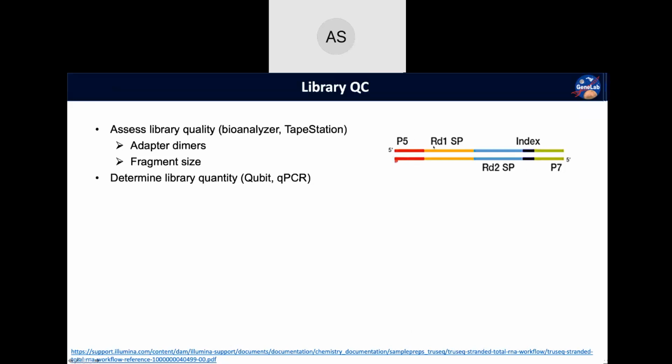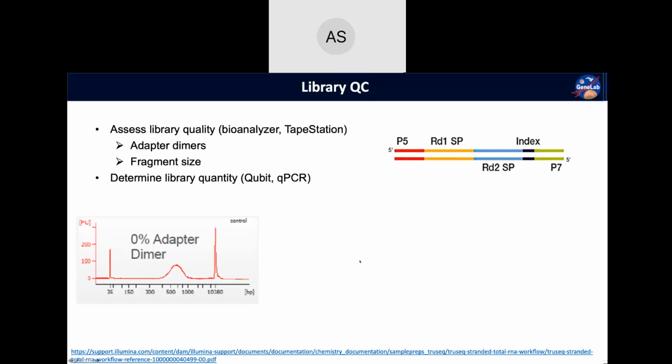So we see this P5, along with the priming region on the P5 side, and then we see our P7 side here with the index, and then the respective P7 priming side here. And so those have ligated to each other, which is causing our primer dimers, or adapter dimers, I should say, because primer is just one region of it. Adapter is the whole thing. So this library represents 0 adapter dimers, which is the dream.